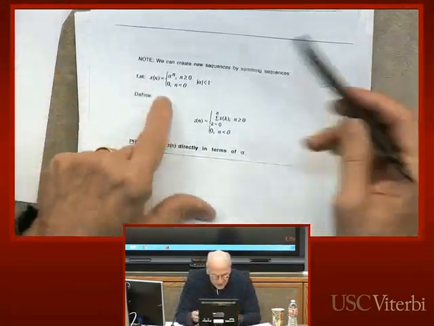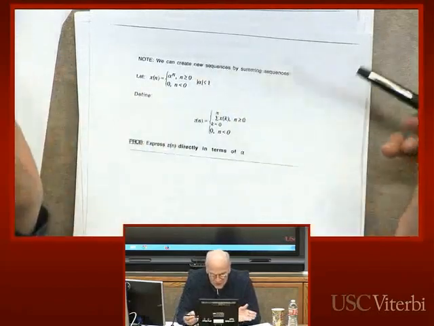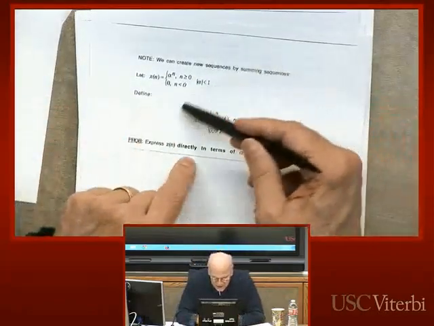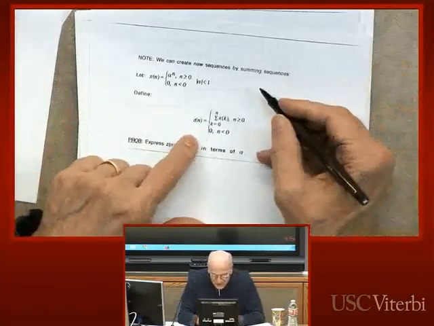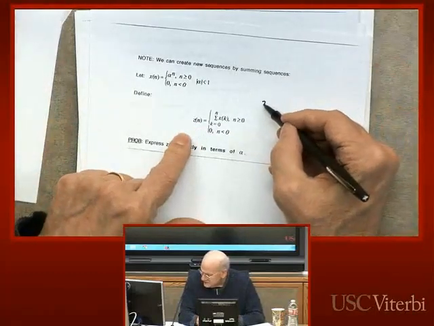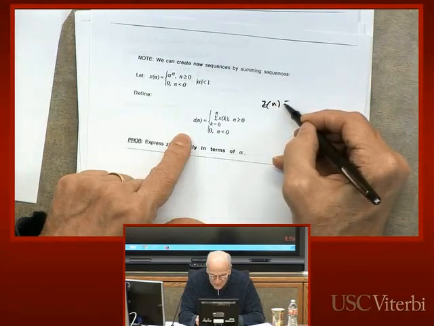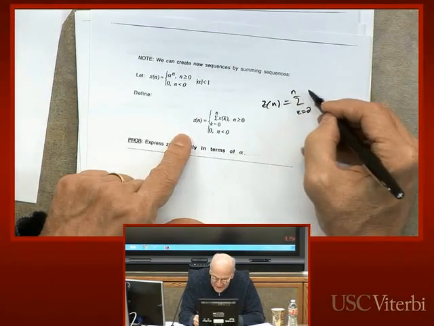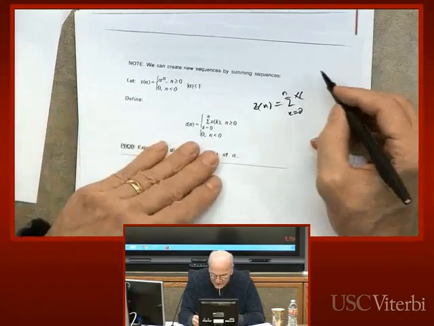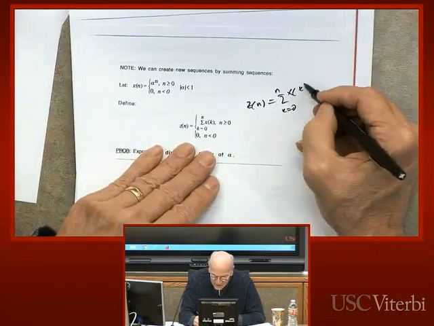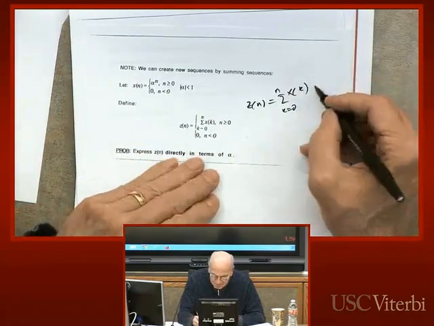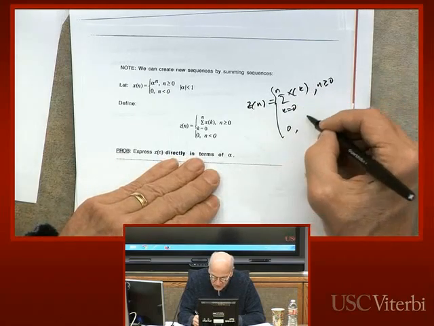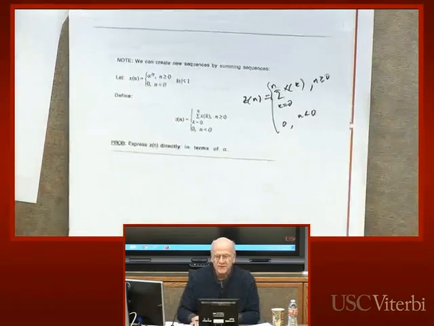So here's an example. Here's my first sequence, that's the initial primary sequence. And then here's the secondary derived from that. z of n is equal to the summation k equals 0 to n of x of k, for n greater than or equal to 0, and 0 for n less than 0. This is sort of like integrating. This would be another sequence.